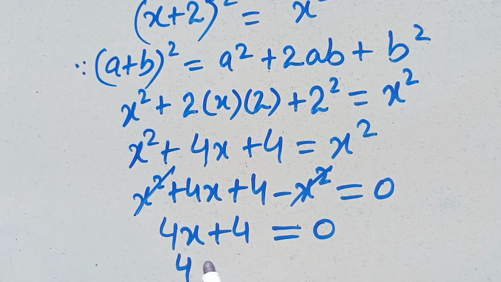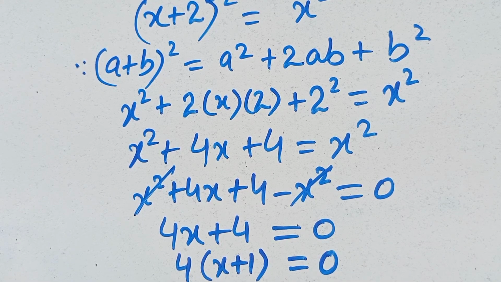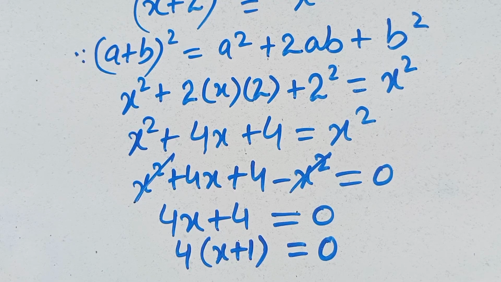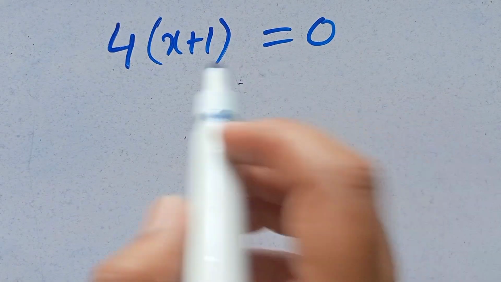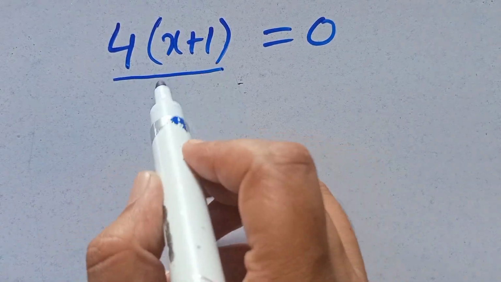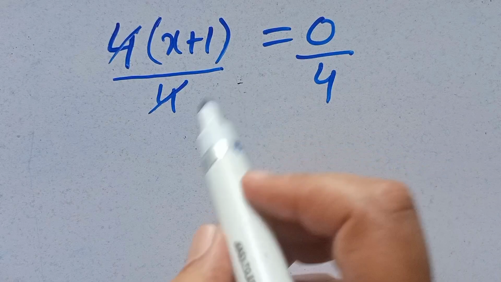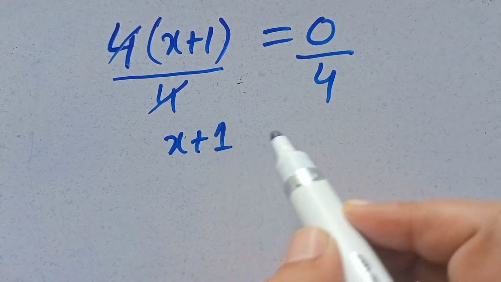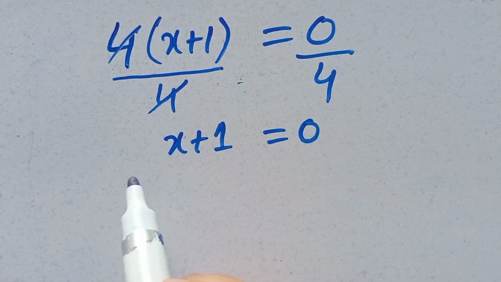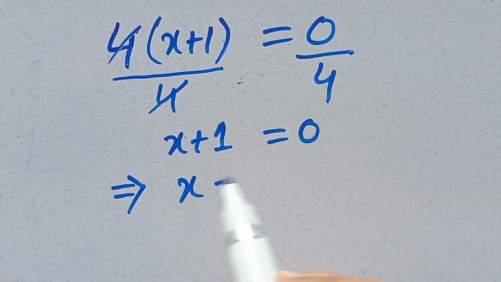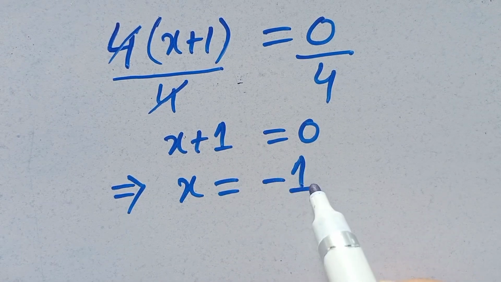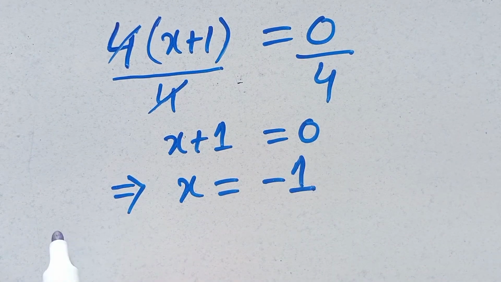Now taking 4 common, we can write 4 into (x plus 1) equals 0. We have to find the value of x, so to remove 4 from the left hand side, we will divide by 4 on both sides of the equation. That is, from the left hand side it will cancel out. We can write x plus 1 equals 0 upon 4, which will be 0. Shifting this 1 to the other side, x equals negative 1. We have got our result for the value of x, that is negative 1.